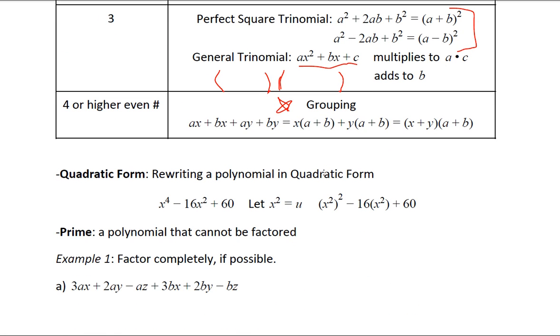Rewriting a polynomial in quadratic form we're not going to touch on right now, but is something that could be useful to you if you would like to take that to the next step. So we're not going to talk about it yet, and we may talk about it when I return. If you cannot factor a polynomial at all, then it would be something that is prime, or it already is at the lowest amount of factors.